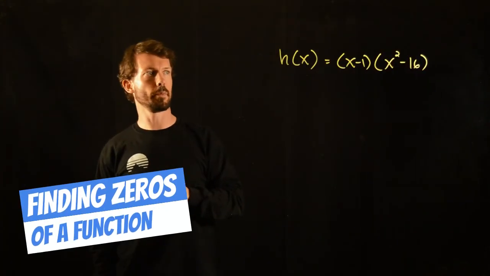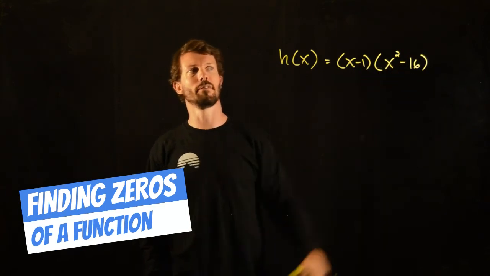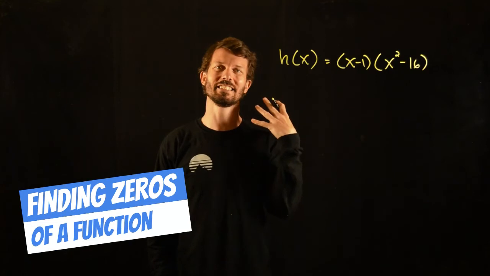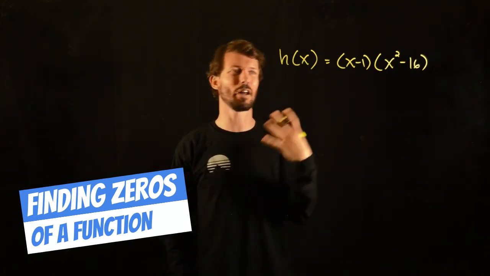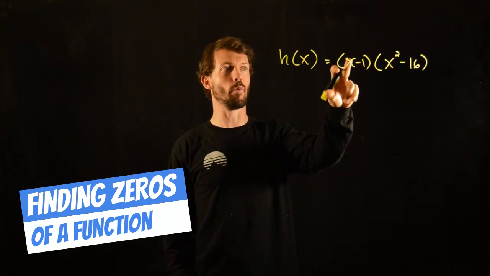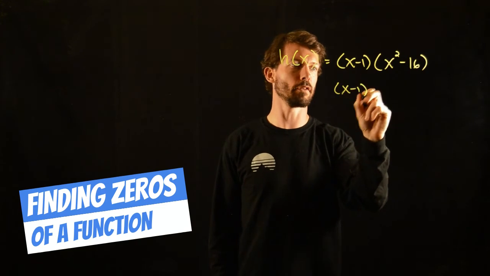Alright, so we have a new problem here. This is going to be the last example, so bear with me. We're going to find the zeros of this right here. This is no longer quadratic, it's a cubic, but the skills stay the same. You guys know how to do this. I already know that one of my zeros is going to be 1, but we still want to put it in factored form. That is always your first step.